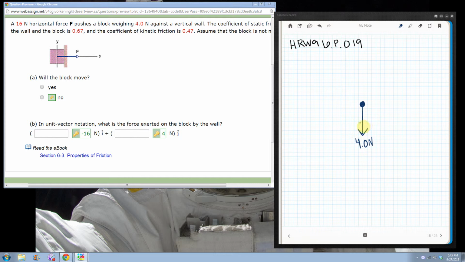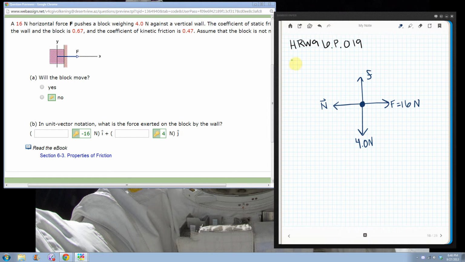It also says it pushes with a force of 16 against the wall. So I've got a force going into the wall, 16 newtons. And the wall's going to push back. Normal force. Okay, and then finally there's some friction. So the friction is always opposite the motion of the block. It's not moving initially, but if it were to move, it would fall. So friction must be the opposite of that. Friction. Okay, so this is our free body diagram.